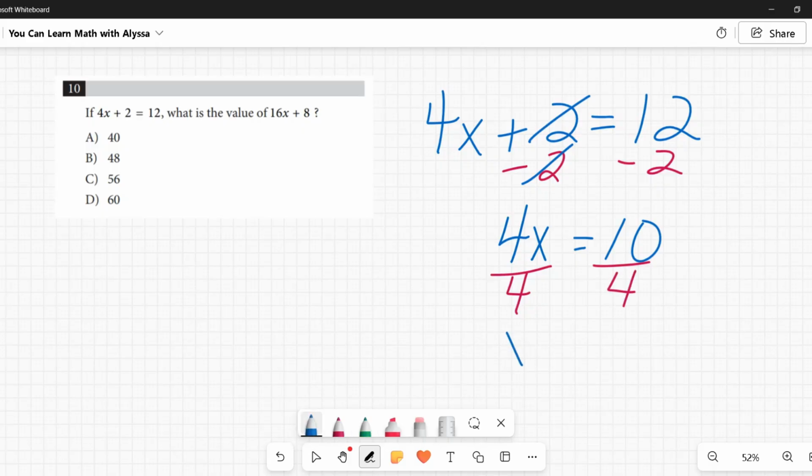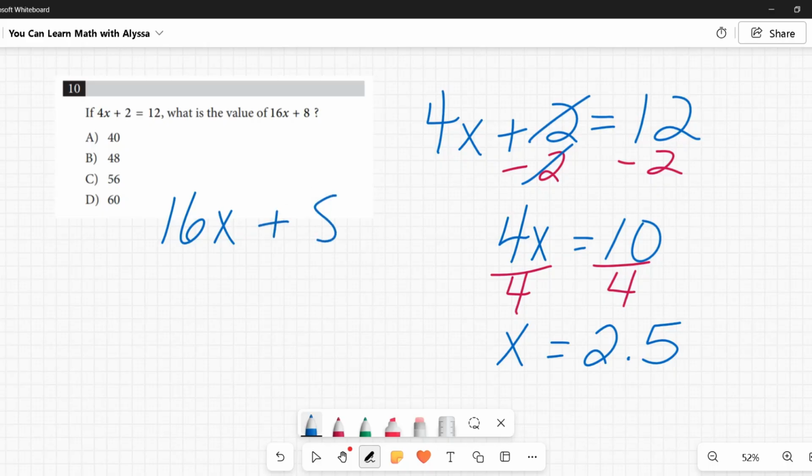So on the left, I just have x, and on the right, I have 10 divided by 4, which is 2.5, either way. Or you can say 5 halves, whatever you want to do. All of these are the same thing. 5 halves, 2.5. Okay, now I have the value of x. I want to know what 16x plus 8 is. Okay, so first I'm going to plug in my 2.5 right there.